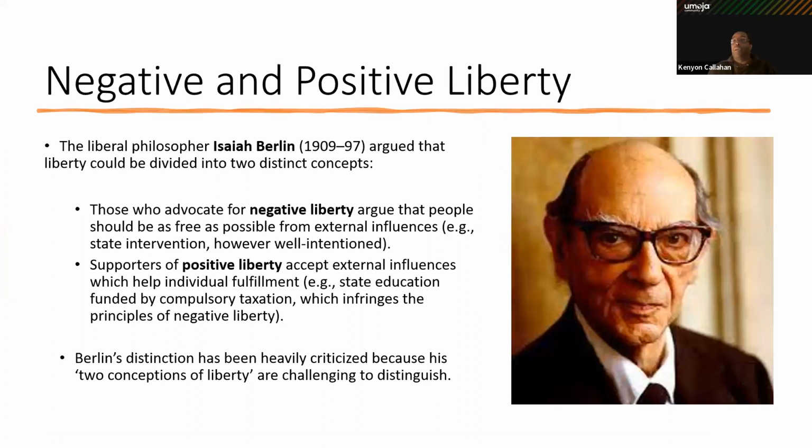When we talk about liberty, there's a liberal philosopher, Isaiah Berlin, who argues that liberty can be divided into two distinct concepts. The one is negative liberty, which argues that people should be as free as possible from external influences, meaning the state should not get involved. It's a libertarian type of concept where everyone should be able to pull themselves up by the bootstraps.